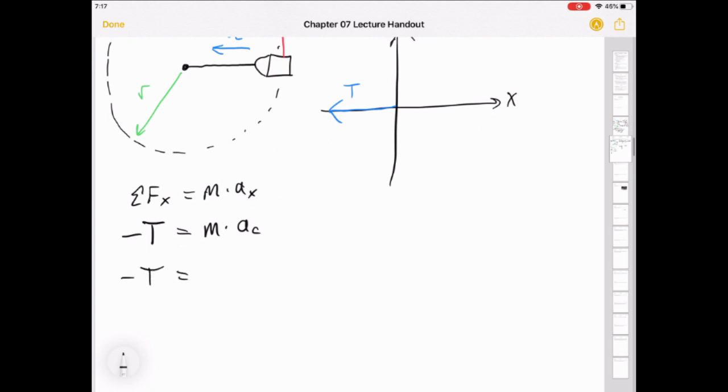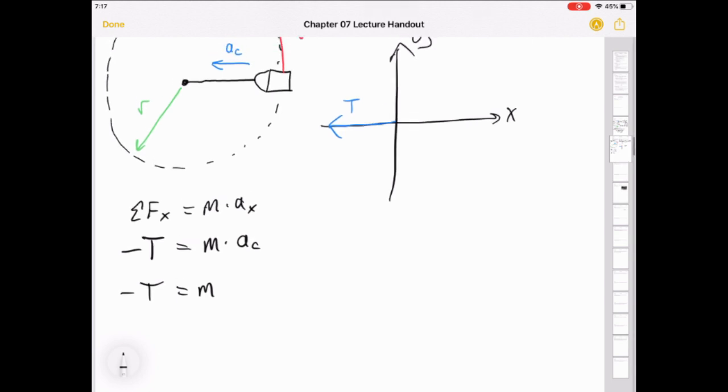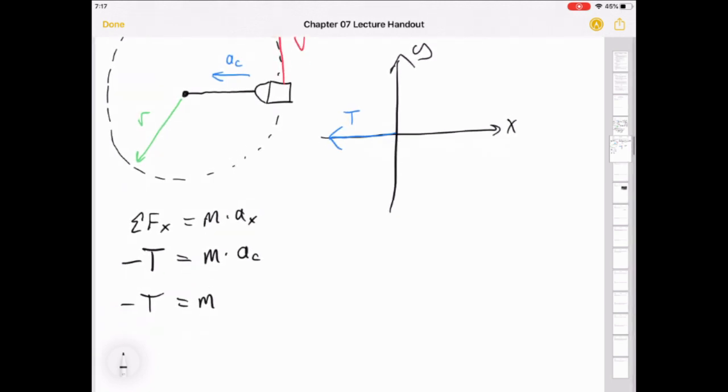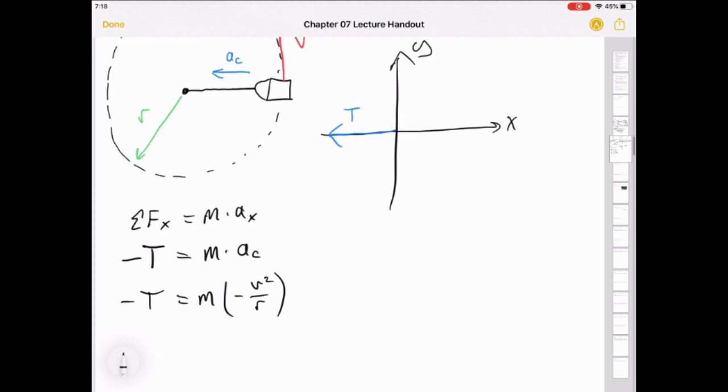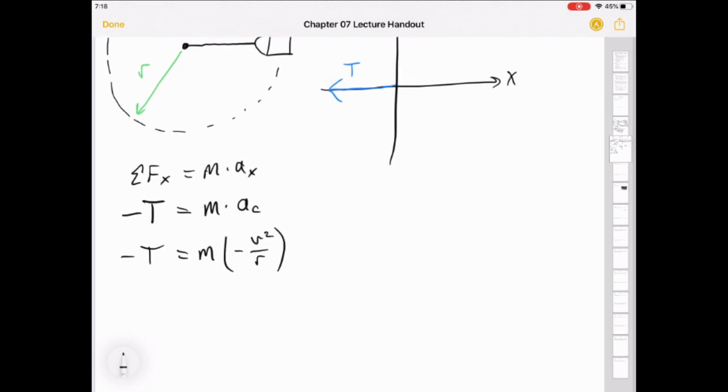Minus T equals m. Remember, centripetal acceleration is v squared over r. And in this case, it's to the left, so I'm going to put that negative sign in. Minus v squared over r. Again, the negative sign is not in the definition for centripetal acceleration. I'm just saying, from my picture, I know it points to the left, and I know left is negative. So that gives me this, that tension equals m v squared over r.